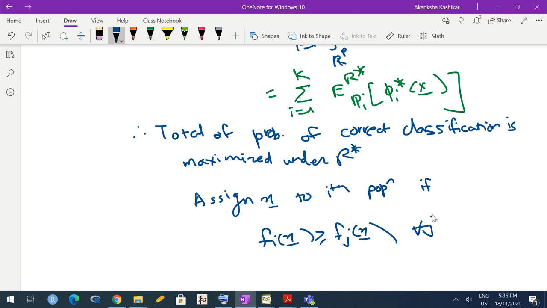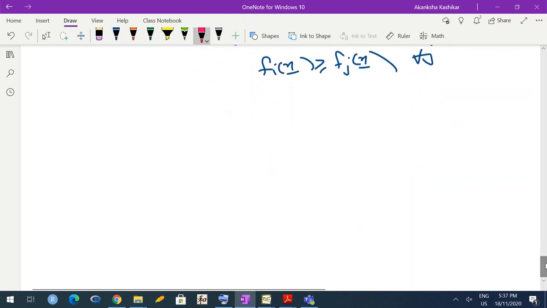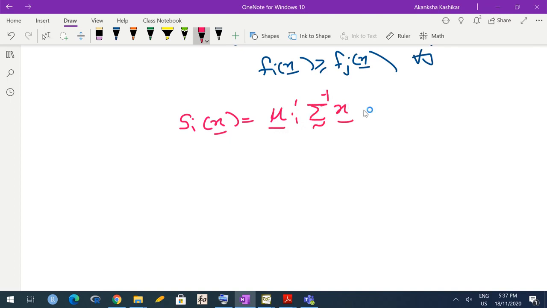Now I have some homework for you. Homework is, try to derive this rule for the normal case. Means you just have to substitute f_i(x) and f_j(x) and try to see if you can come up with some score function. I will give you the final answer also, but I want you to verify it. So ideally in the case of multivariate normal, you can come up with a score function for the ith population, s_i(x), which is mu_i' sigma inverse x minus half mu_i' sigma inverse mu_i. So this is known as the discriminant score.